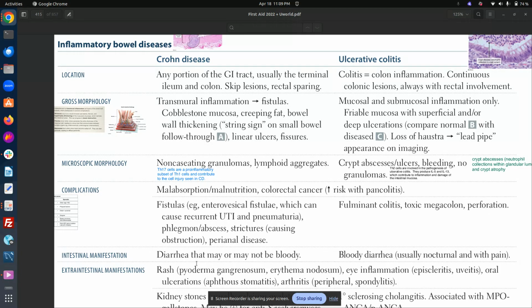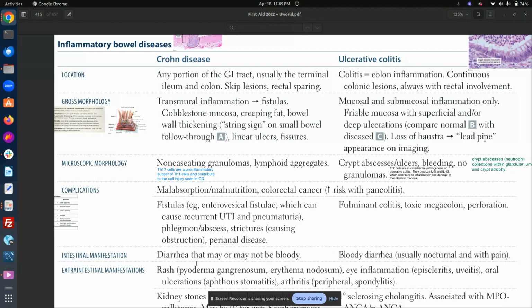On the microscopy we see skip lesions. Skip lesions means some part of the GIT is involved, some part of the GIT is not involved. There will be no continuous lesions. I will show the diagram which will make things more clear, but for now skip lesions means some portion of the GIT. On gross morphology we see that some portion of the GIT is affected and some portion is healthy or normal.